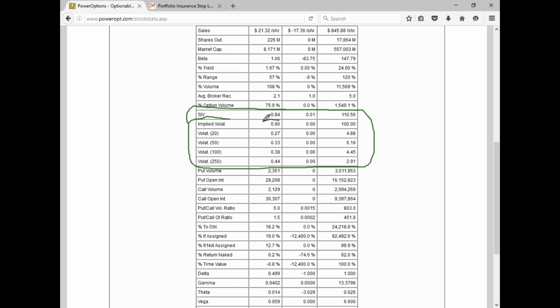So the mean implied volatility on all options right now is 0.90. Probably would have been lower yesterday before the little pullback we had today and the increase in the VIX. But right now, the average implied volatility of all options across the market is 0.90, which is interesting, isn't it?